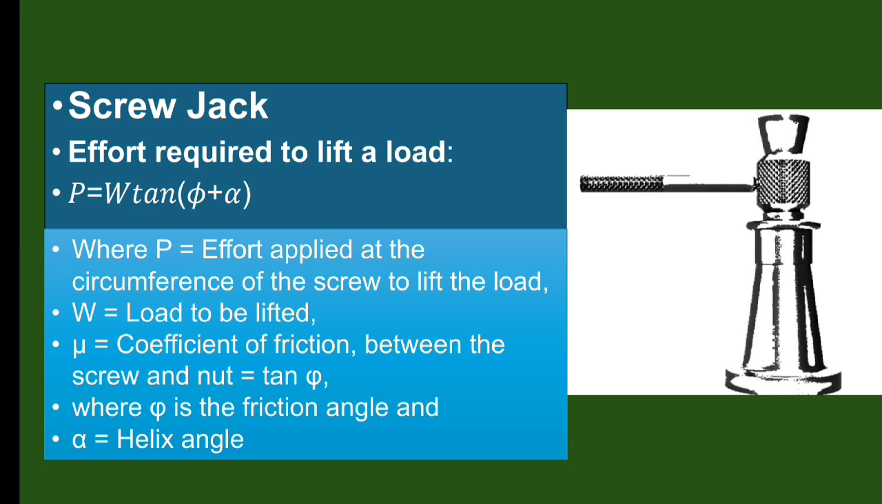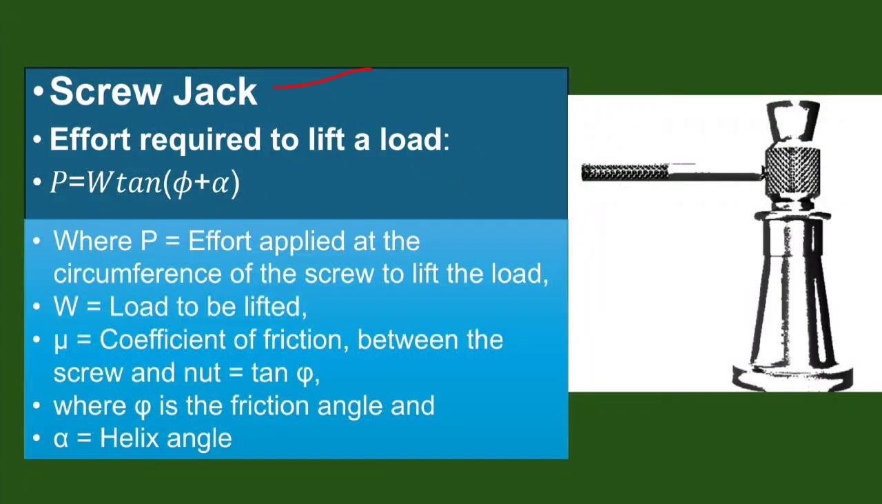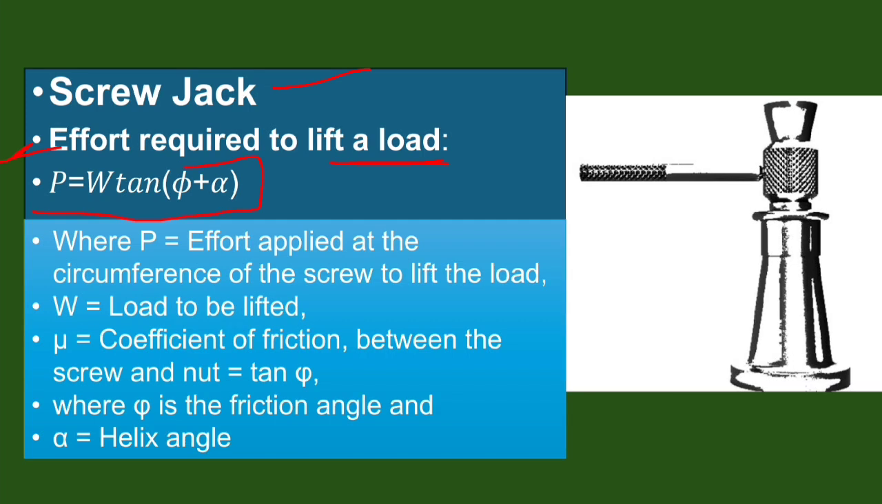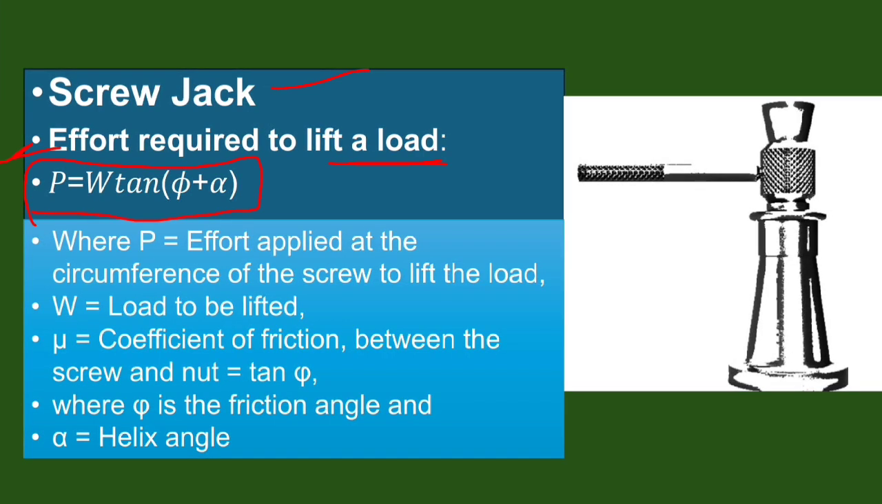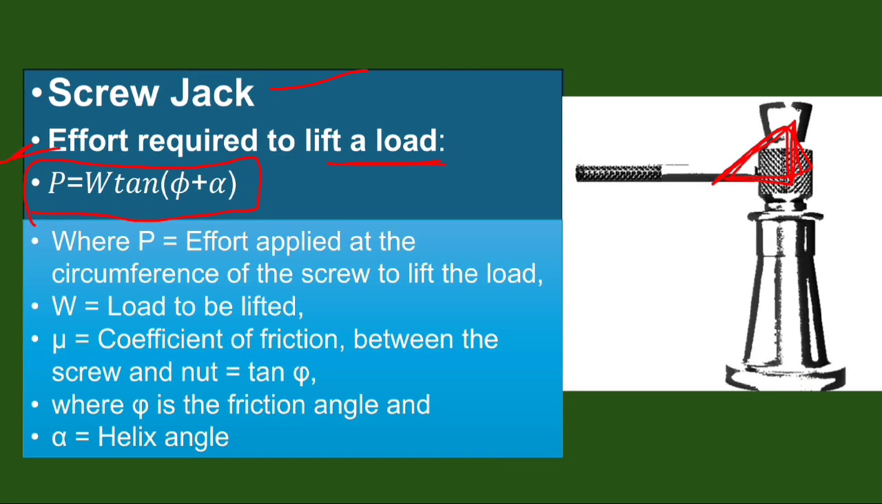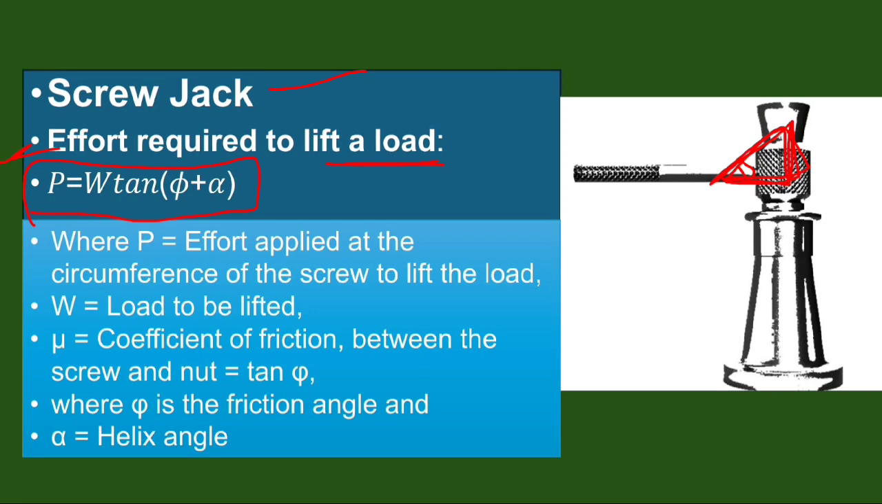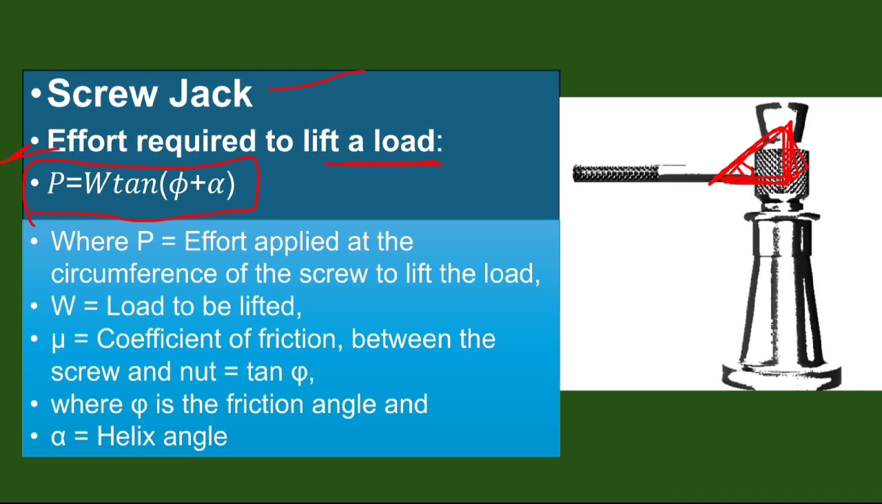Next is screw jack. Screw jack is an important topic in mechanics because it has many applications. In the screw jack, the effort required to lift a load is given by this formula: P equals W into tan of phi plus alpha. Its threads are in triangular shape, so we can take its angle. Phi is the angle of the thread, and alpha; there are two angles.